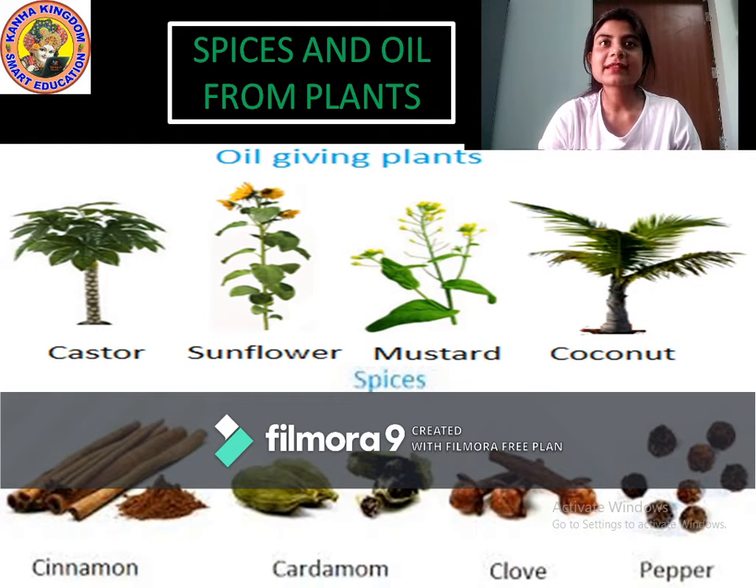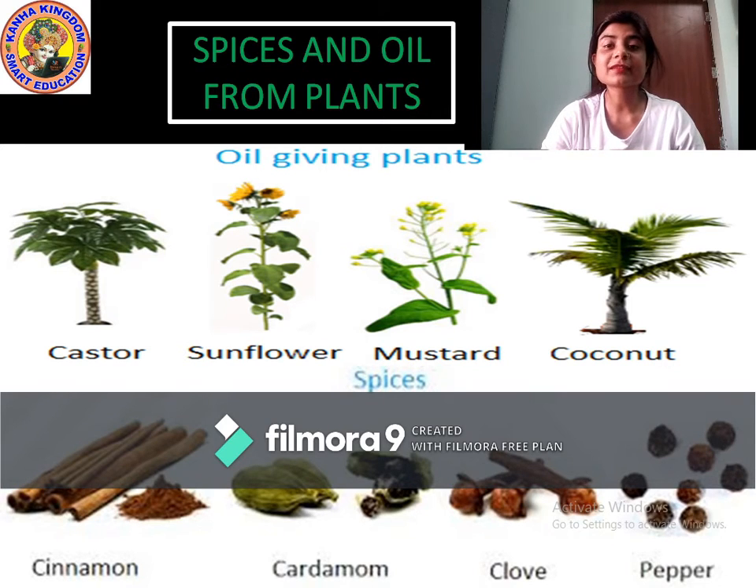Then now comes spices and oil from plants. We also get spices and oil from plants. The oil that we need to cook food is also obtained from plants. Understood? Castor oil is obtained from the castor plant. Sunflower oil is obtained from the sunflower plant. Then mustard oil is obtained from the mustard plant. Coconut oil is obtained from the coconut plant. Okay, so these are the plants that give us oil as food.